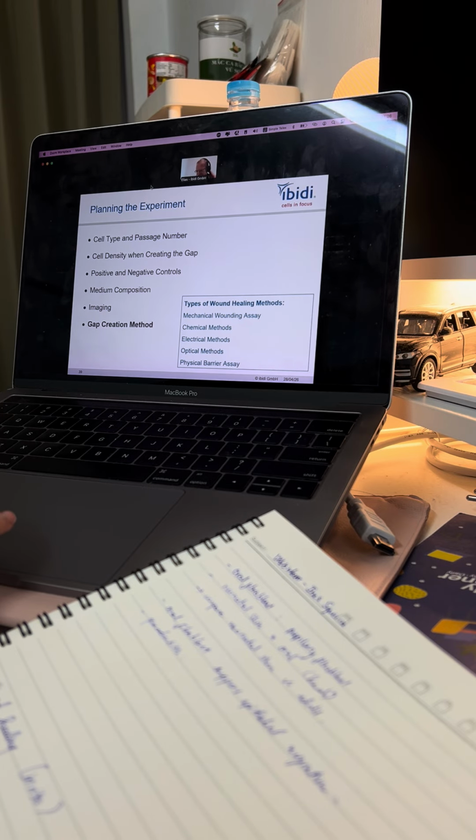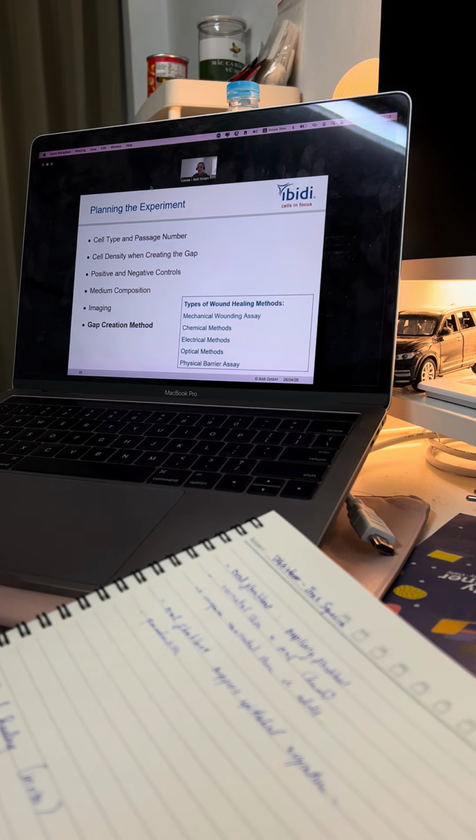Okay, the last point to consider before initiating your wound healing assay is also the gap creation method. So the method of creating a cell-free gap is a crucial factor in wound healing assays, directly influencing the cell behavior, but also the reproducibility of your experimental data. And all the different methods available have, of course, a list of pros and cons, and it's important that you choose the one that is correct for you. So what are you looking to investigate? But we can now go through a few of these different assay types.